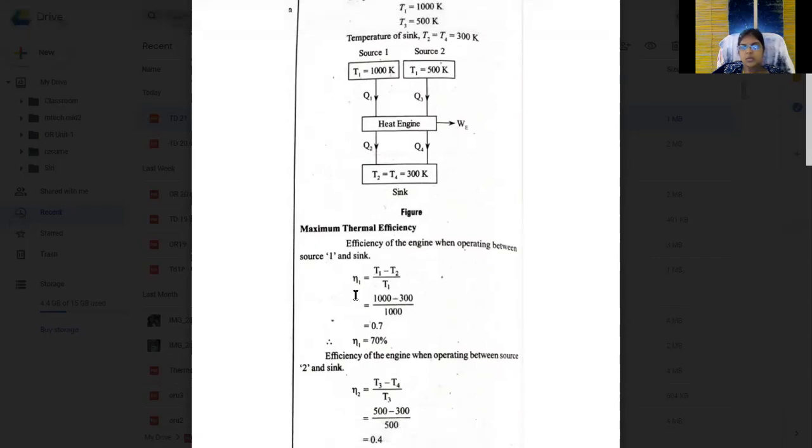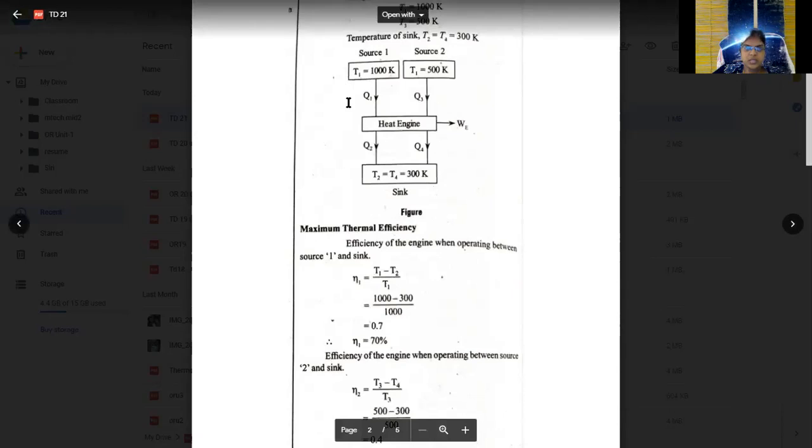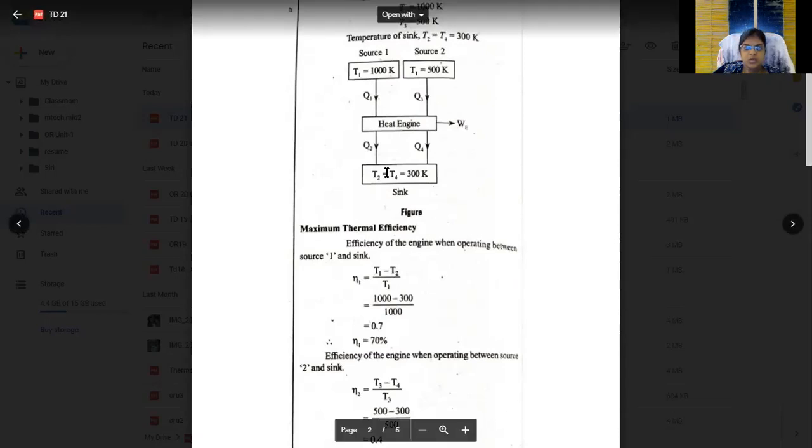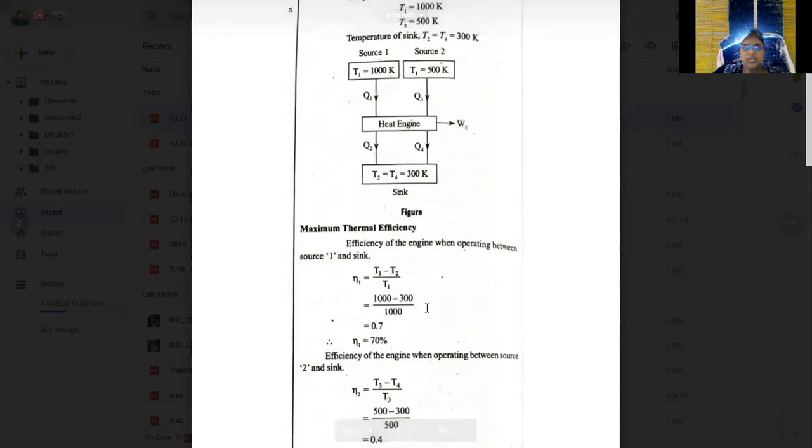Already we know that for a heat engine, efficiency is output by input. Our output is work done and input is heat supply. For the first half, W is nothing but the difference of Q1 minus Q2. In terms of temperatures, T1 minus T2. Heat supply is Q1, replaced by T1. So efficiency is T1 minus T2 by T1. We know T1 and T2, put the values here and we got the efficiency for source 1 as 70%.